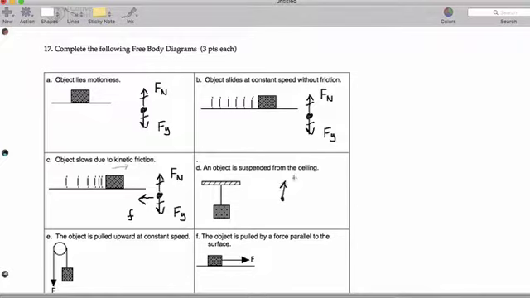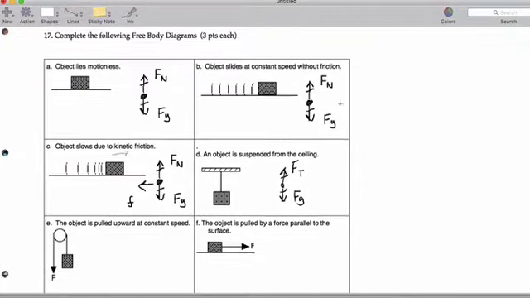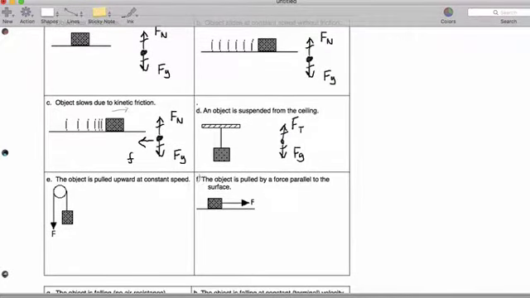Now here, we're going to have a tension force, and we're going to have the weight. Notice I called it weight. Force of gravity and weight are identical. Now here, the object is pulled upward at a constant speed.